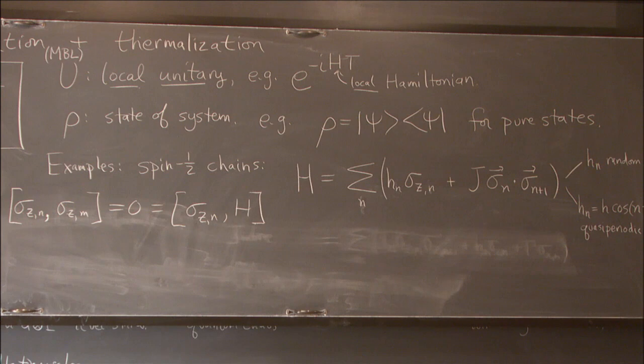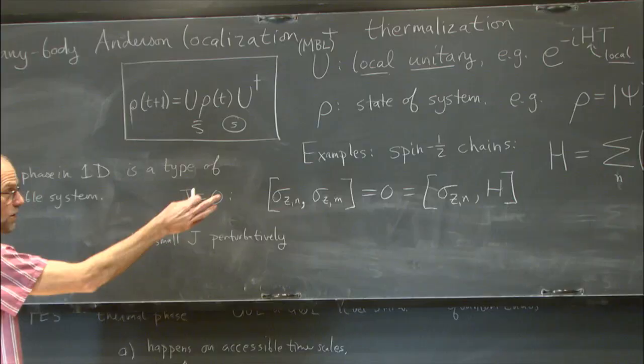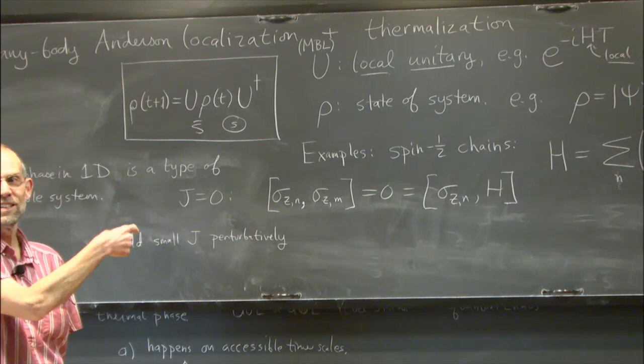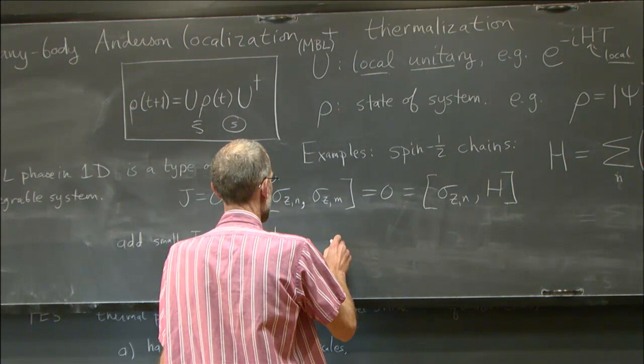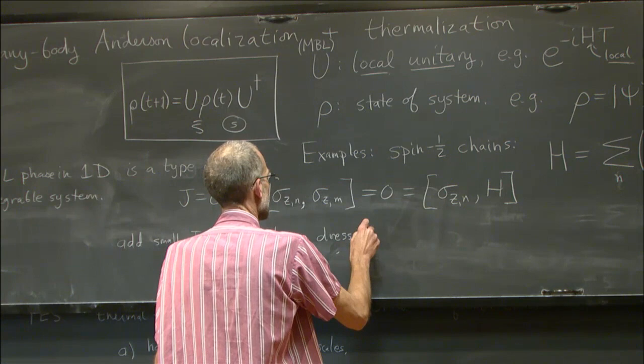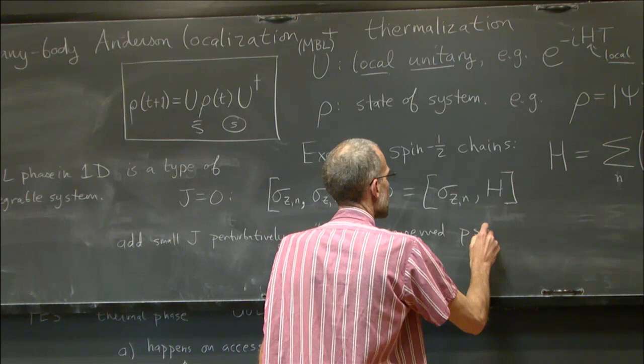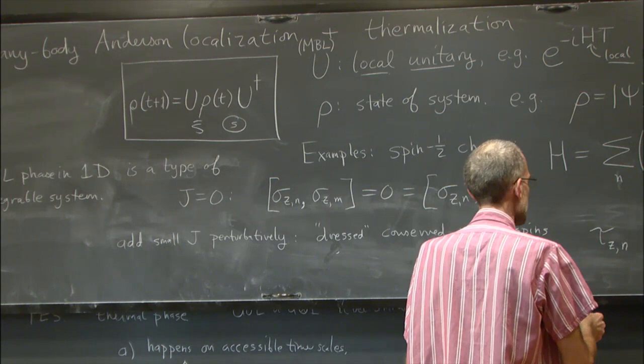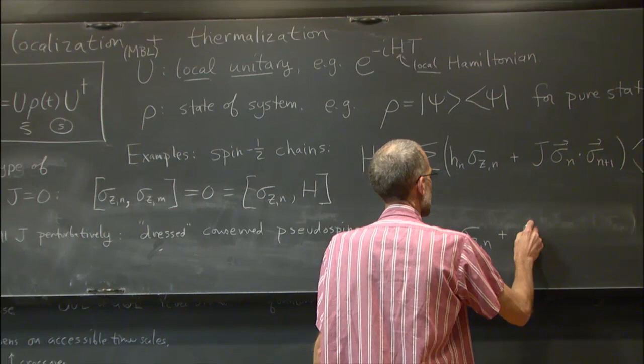Okay, so then you just add small J perturbatively, and properly, and this is what John Imbrie does. So you add the small J perturbatively, including bounding all non-perturbative effects, right? And that's the step you can only do in 1D with short-range interactions. And you basically get some dressed conserved pseudo-spins, and we call them tau. Their z component is the conserved thing. So tau z n would be sigma z n plus dressing.